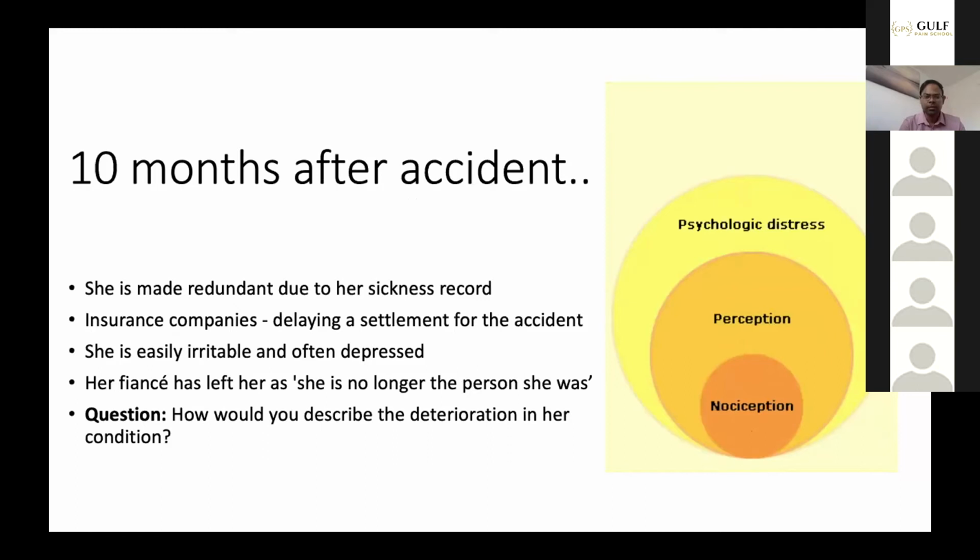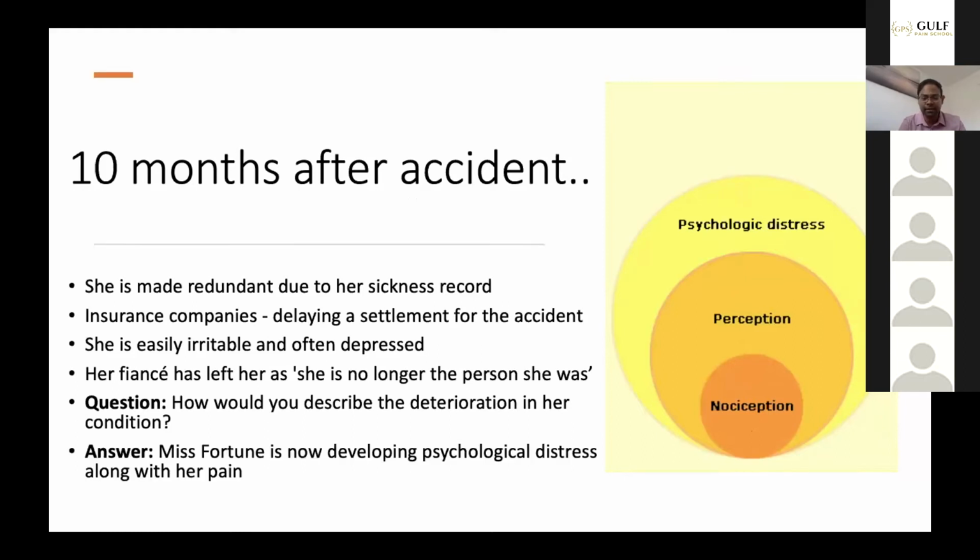So how would you describe the deterioration of condition now? So I'd answer this. This is the psychological distress the patient's having. We started with a simple pain, neck pain, back pain. The patient started developing perception of pain affecting her daily activities, and now she's having psychological distress due to the pain.